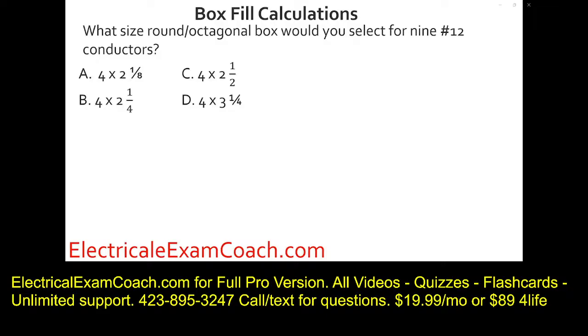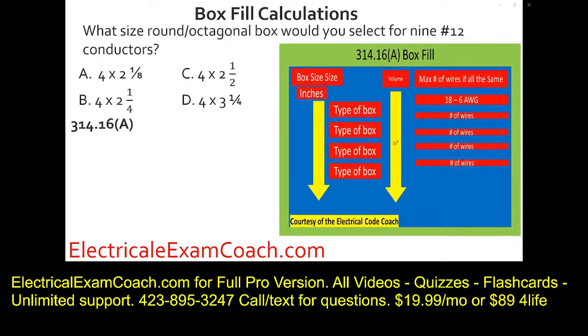What size round octagonal box would you select for 9 number 12 conductors? For this one, we're going to be using table 314.16(A). We're going to start here and we're going to find our gauge of wire. Then we're going to come down and we're going to find a box, making sure to cross over and double check that we don't crest over into a different style box.